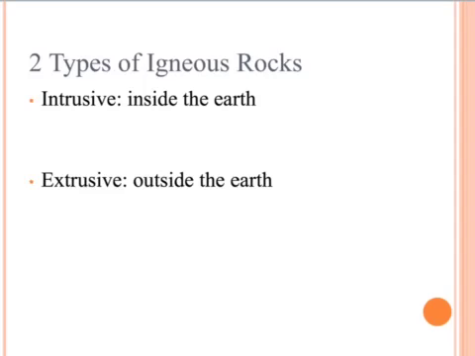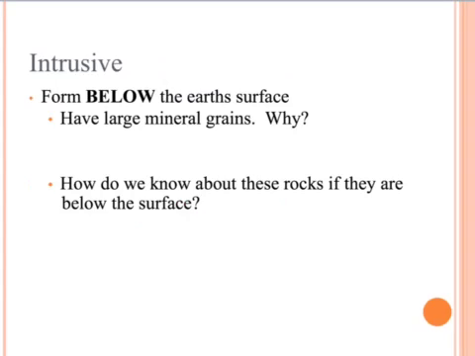The two types of igneous rocks are intrusive and extrusive. Intrusive form inside the Earth. Intrusive, inside. And extrusive form outside the Earth. So extrusive form in the exterior. Intrusive rocks form below the Earth's surface.